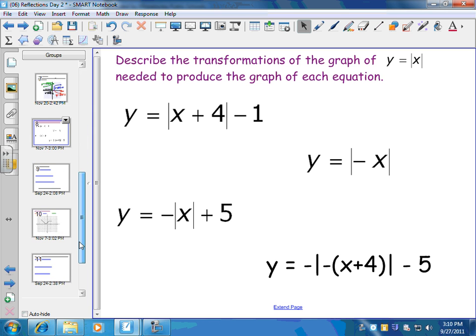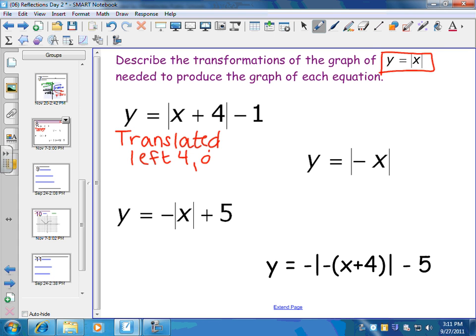Last thing that I want to go over, oh, actually, sorry, there's a couple more. The different transformations. So sometimes it's going to ask you to actually describe them and what's happening from the original graph. So the original graph here is the absolute value of x. So in this one, it's just translations. So this graph was translated left 4 and down 1.